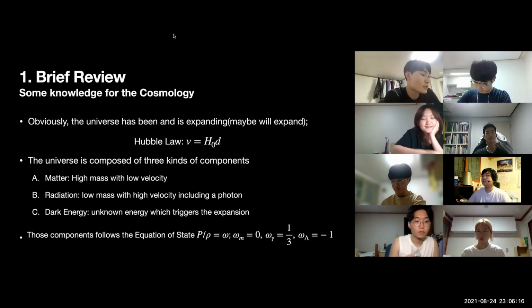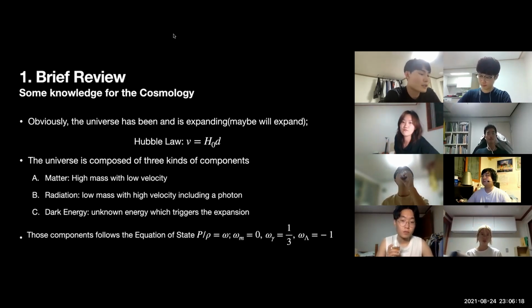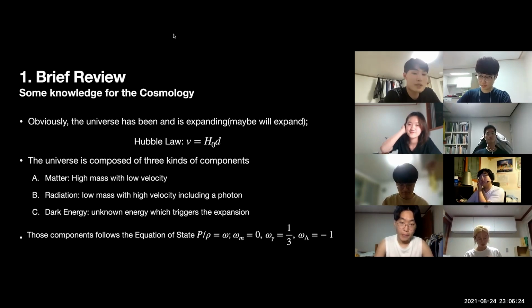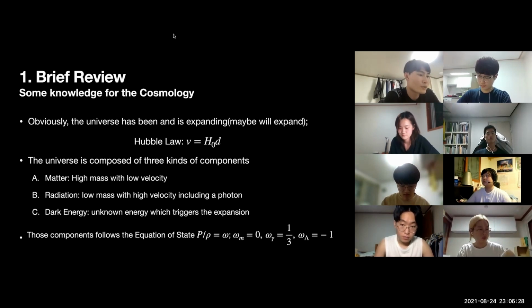And these three components follow the equation of state, which is the equation that connects the pressure and density of those components. So for the case of matter, the pressure is always zero, and the pressure of the radiation is 1/3 times its density.